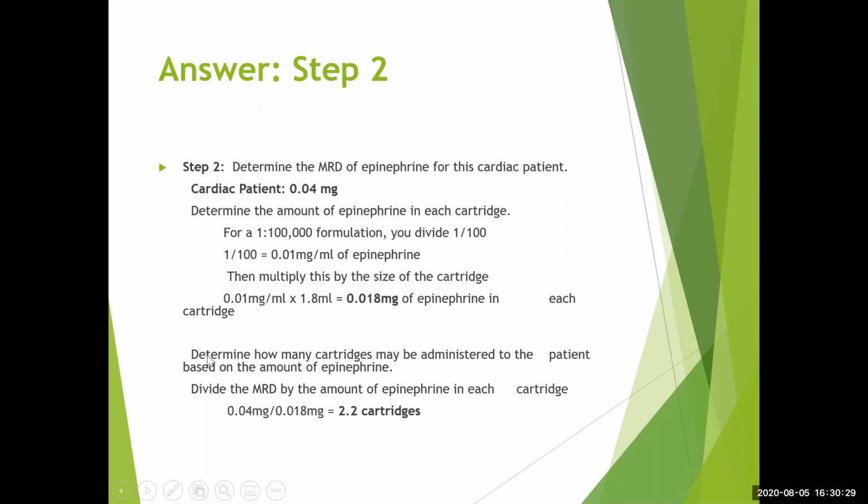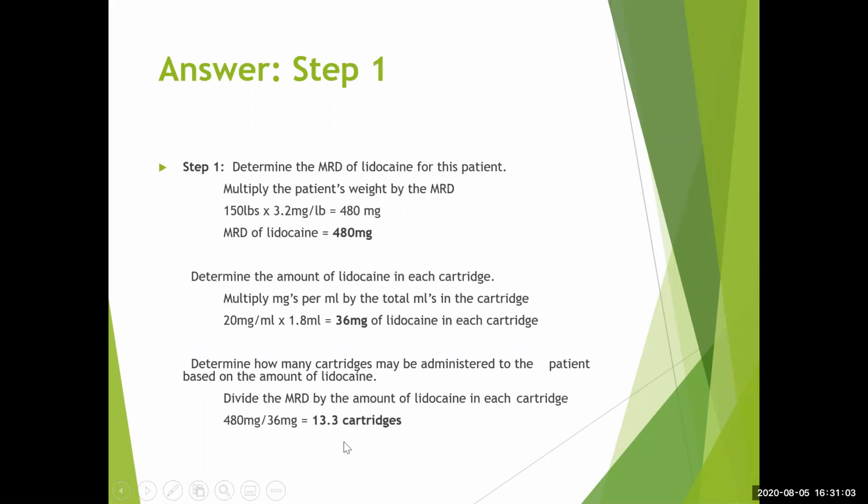Then you want to determine how many cartridges can be administered to the patient based on the amount of epinephrine. So we divide the MRD. Remember, our MRD is low because this is a cardiac patient. It's only 0.04 milligrams. We divide it by how much epinephrine is in each cartridge, which we determined is 0.018 milligrams. When we do that, we find out that we can give this patient 2.2 cartridges. So if we go back, based on just the lidocaine, we can give them 13.3 cartridges.